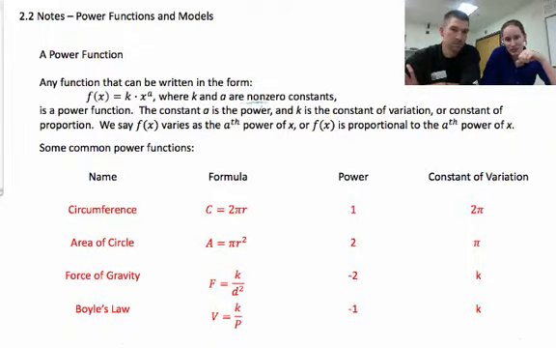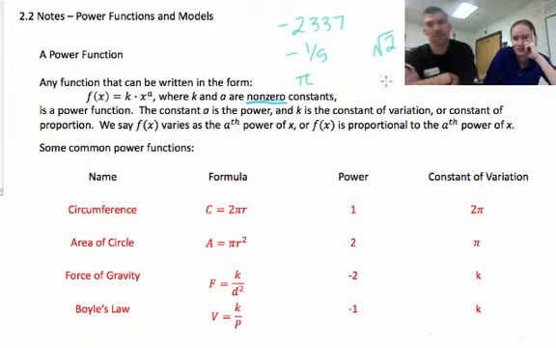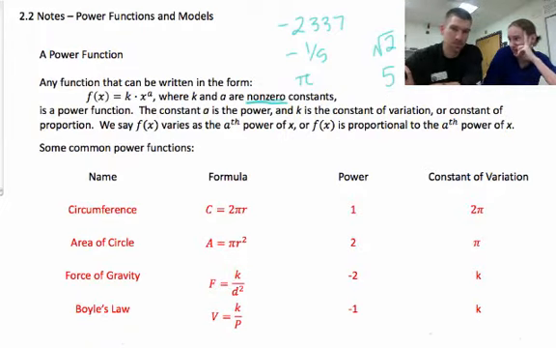But now our requirement is that our exponent has to be a non-zero constant. So, non-zero: negative 2037, that's non-zero. Negative 1/5, that's non-zero. Pi, that's non-zero. Square root of 2, non-zero. Square root of negative 1, that's imaginary. Also 5, which is non-zero. What's the only thing that's not non-zero? 0. So everything except things with a 0 for an exponent.